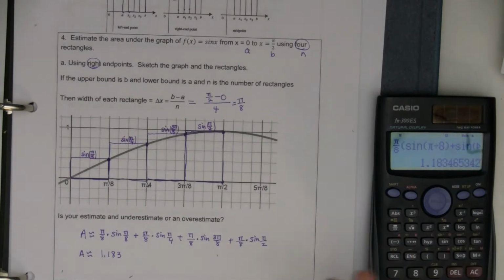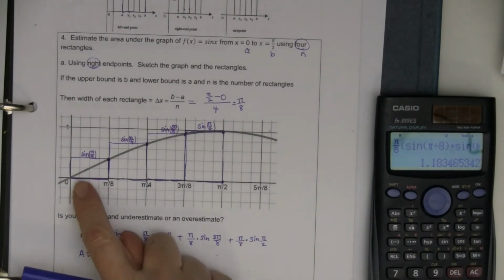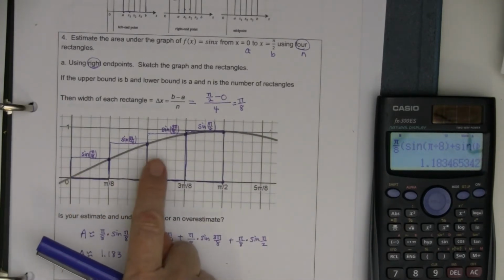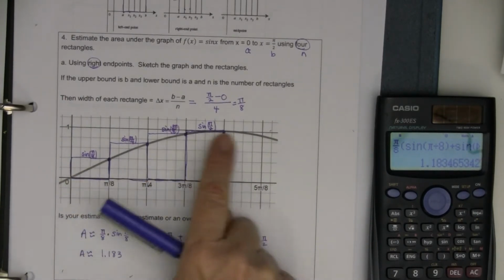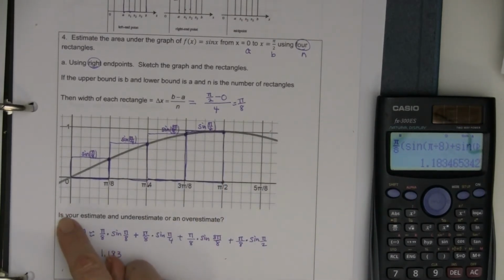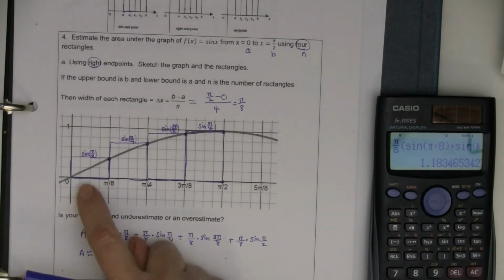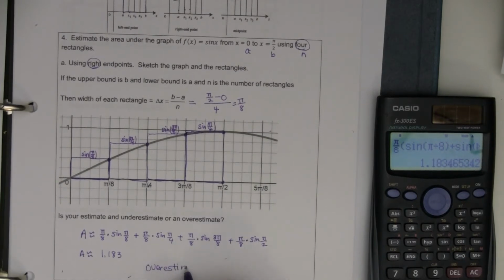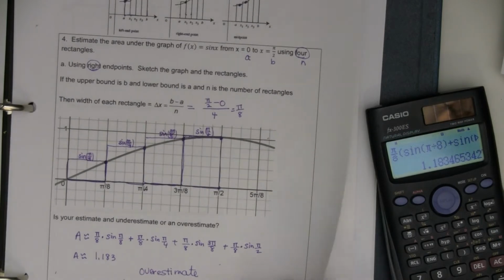They didn't say. They asked me to sketch the graph, which I had sketched, the sine graph for you, and then they asked us to sketch the rectangles and the sine. So I sketched the sine graph for you, and then we sketched the rectangles in there. Now they're asking us, is that your estimate? So this is our estimate. Do you think it's an overestimate or an underestimate of the area under the curve? And so yeah, it's an overestimate, right?